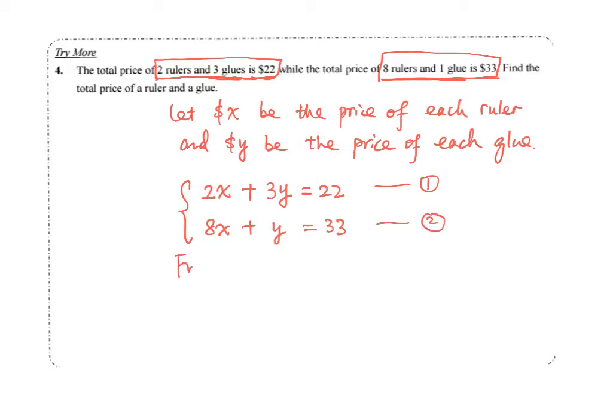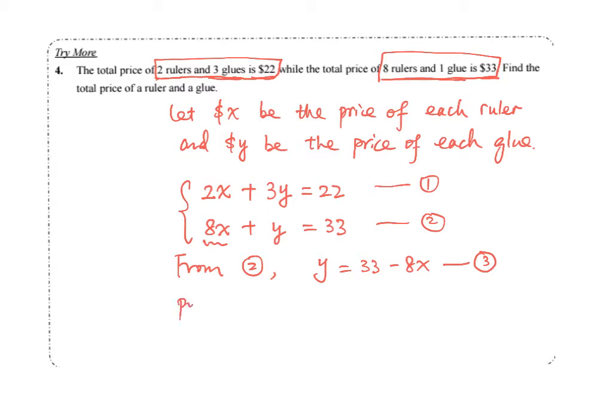So from the second equation, we can change the subject to Y, which equals 33 minus 8X. We just move 8X to the right hand side. Change sign, change operation. Here, addition on the left hand side, so it changes to subtraction on the right hand side.